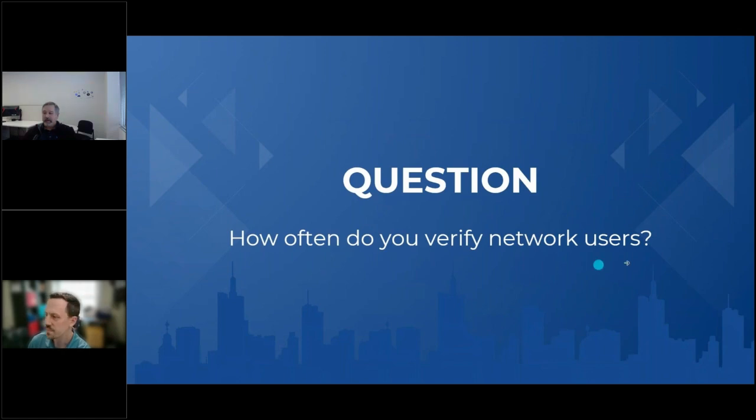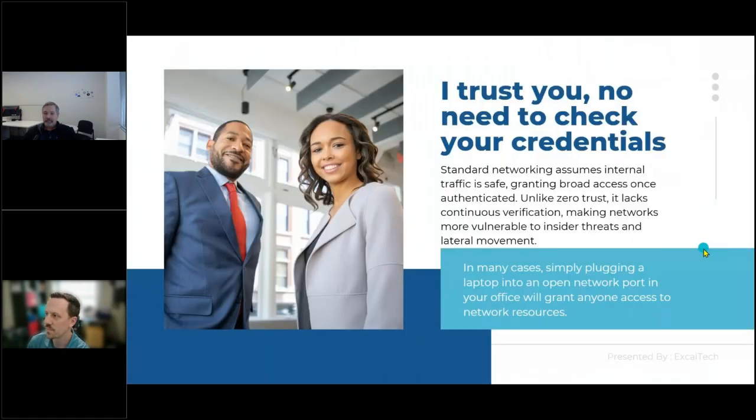Go ahead and go next slide here. So standard networking versus zero trust. There's a security gap. Traditional networking models operate on the assumption that internal traffic is inherently safe. Once a device or user is authenticated, they're often granted broad access to network resources.